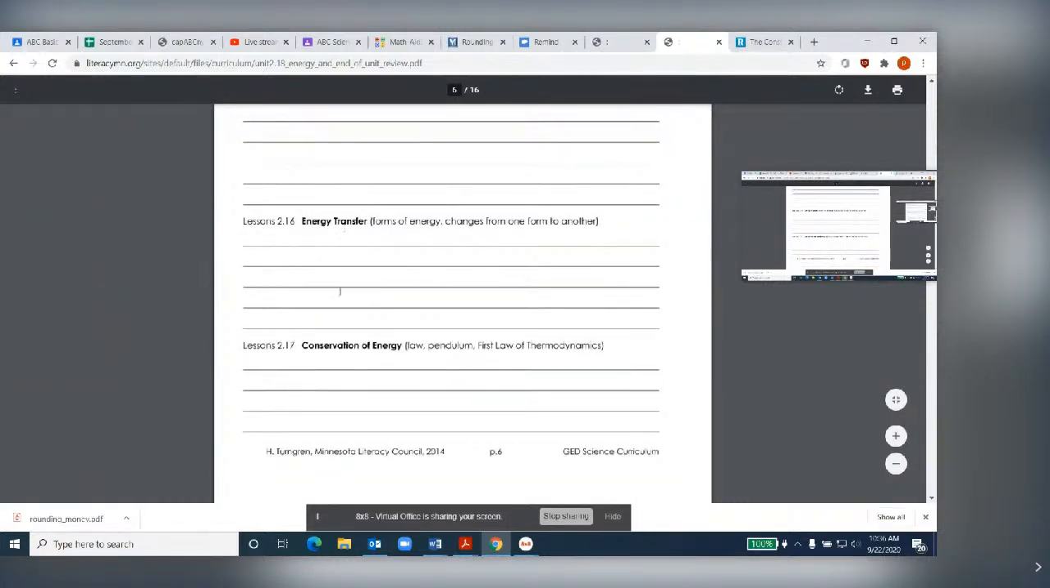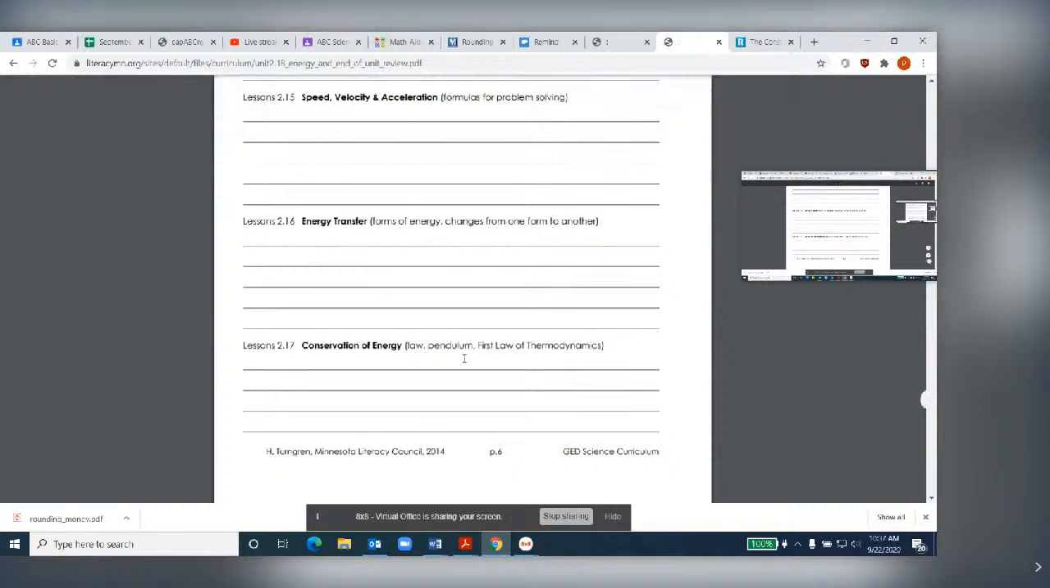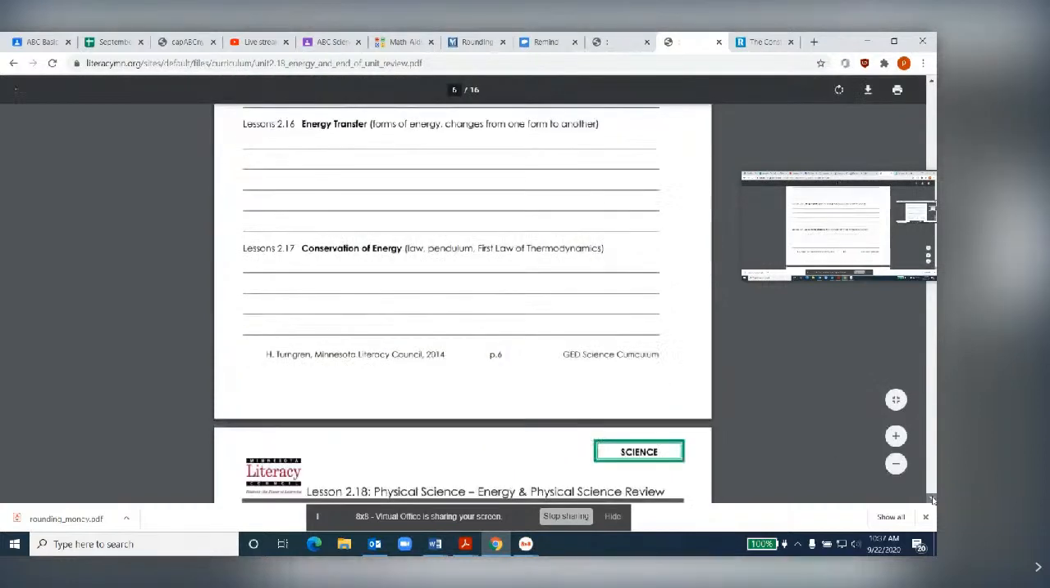And then the last 2 days, energy transfer and conservation of energy. That's what we did the last 2 days. Those will be a little bit fresher. So just jot down, talking about energy changing from one form to another. And the conservation of energy, that was kind of a scientific experiment we did yesterday. And so you can just go back and review that.